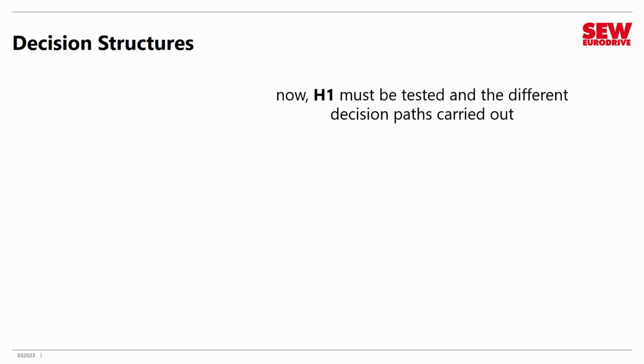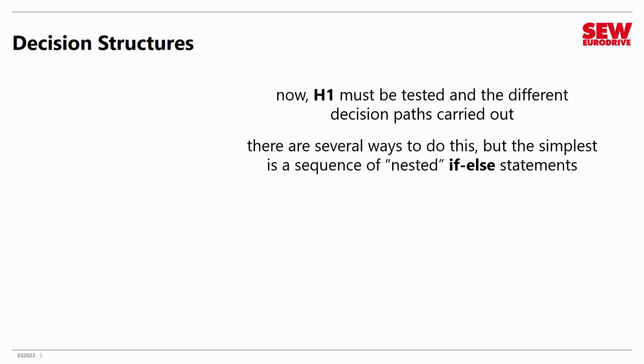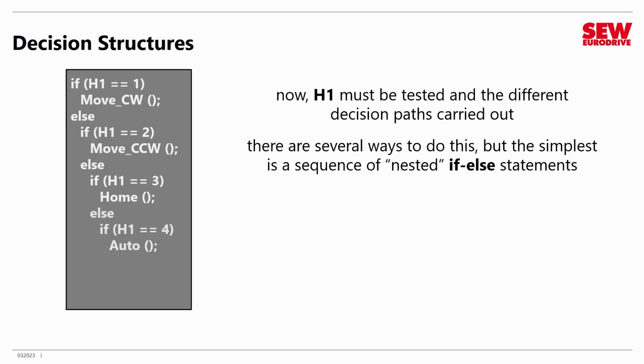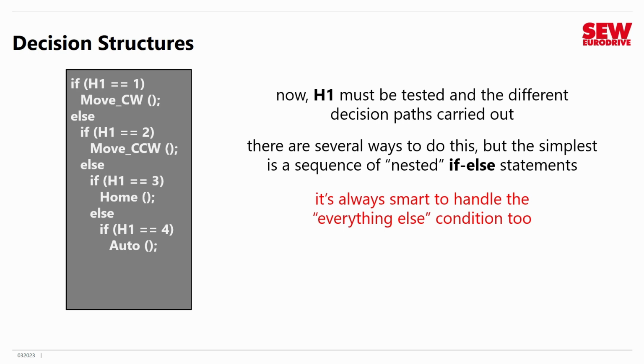So we now need to test H1 and do the different decision paths. And we can do this in several ways, but a simple way is to use a series of if-else statements nested inside each other. So if H1 equals 1, call the function move clockwise, else. If H1 is 2, move counterclockwise, else. If H1 is 3, go to the home position, else. If it's 4, do auto. And then, what about everything else?